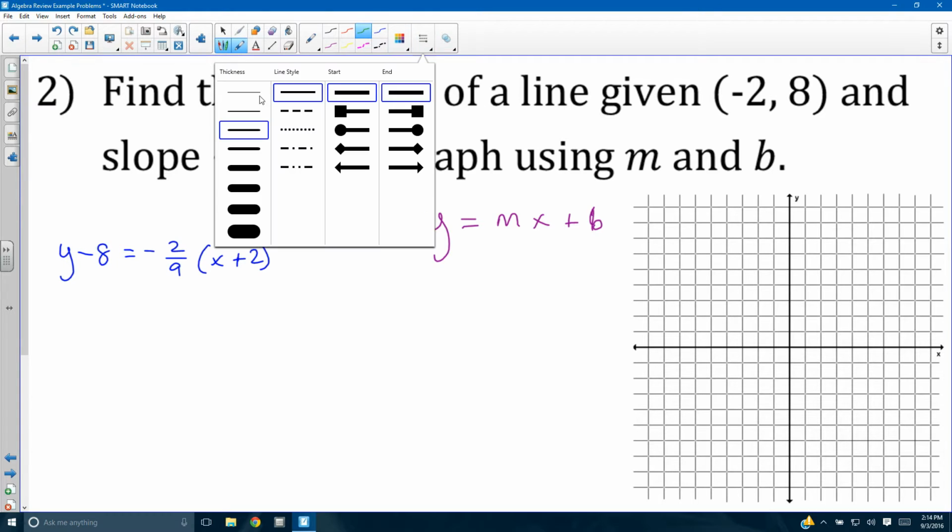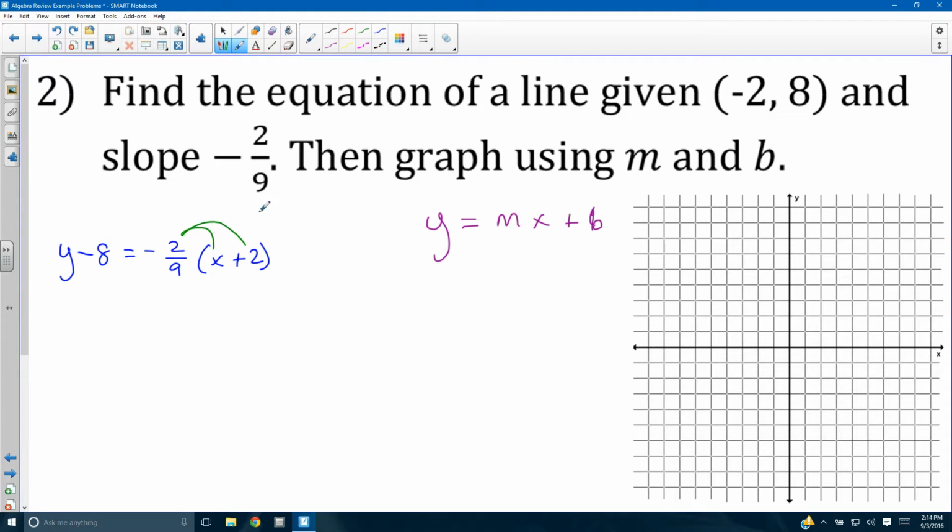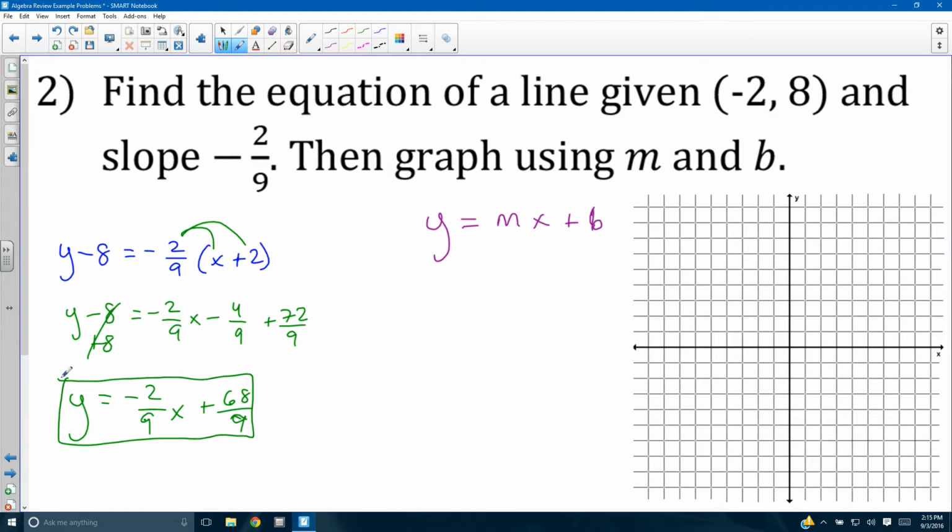I'm going to distribute the negative 2/9 in for x and for 2. And I'll get negative 2/9 x minus 4/9. Add the 8. 8 is 72 over 9, if I still remember some of my division. So that'll be negative 2/9 x, and 72 minus 4 is 68. So plus 68 over 9. So that's mx plus b form right there. Not very beautiful because 68 over 9 can't even reduce, much less is not an integer.